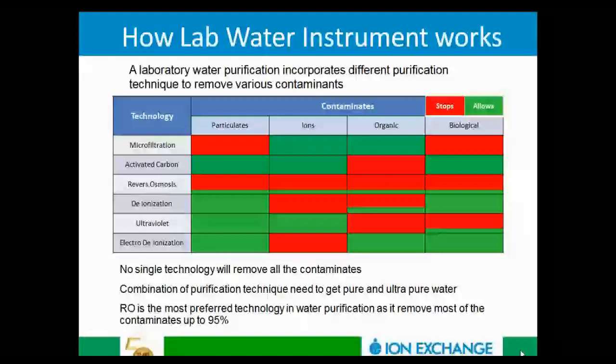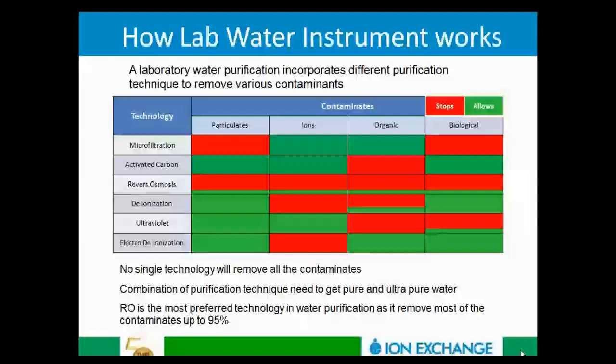If you look at ultraviolet, it is very effective in removing the biological contaminants. It can kill bacteria. It can restrict the multiplication of bacteria. And a dual wavelength UV lamp of 185 and 254 nanometer is very effective in removing the organic contaminants. But the same UV cannot remove particles or ions. Similarly, a microfiltration will remove particles, but it will allow ions and organics.